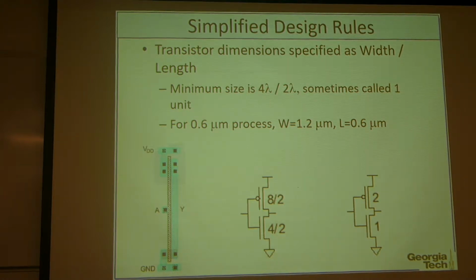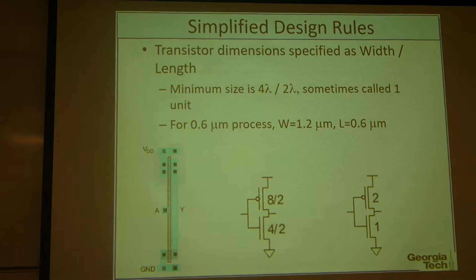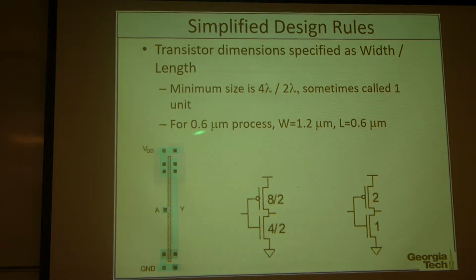Divided by length. The minimum size is 4 lambda divided by 2 lambda. Sometimes it's also called 1 unit. For example, there's a 600 nanometer process which has a width of 1.2 micrometer and the length of 0.6 micrometer.